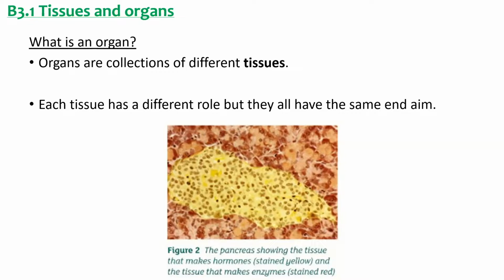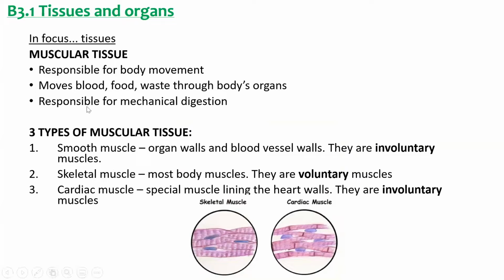So think about the heart. You have some muscle and some connective tissue making that up. You don't have to know too much detail, but you need to know what a tissue is and that an organ is made of tissues. You've got other types, like muscular tissue, for body movement, which moves blood, food, waste, and the body's organs. These are a bit more examples, responsible for mechanical digestion. You can see here that some of the tissues are found in different organs and even different organ systems as well.